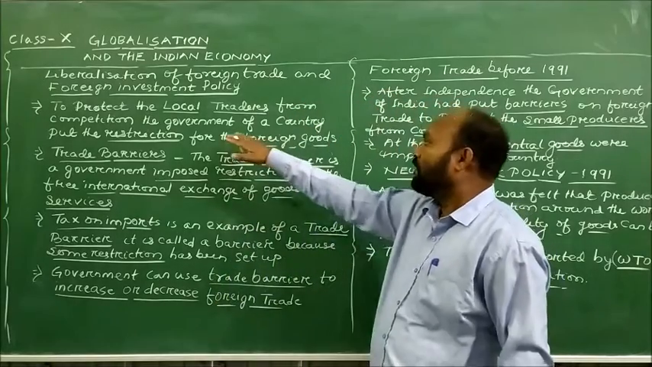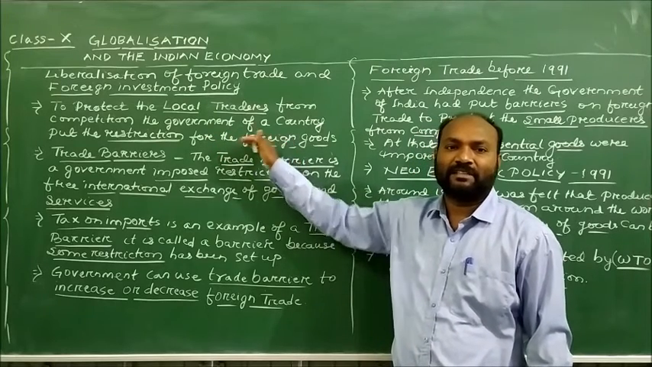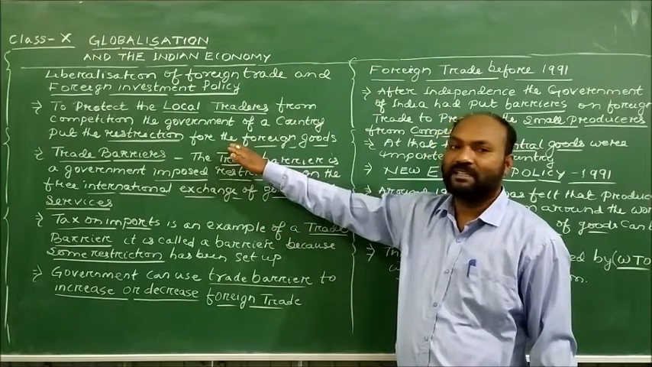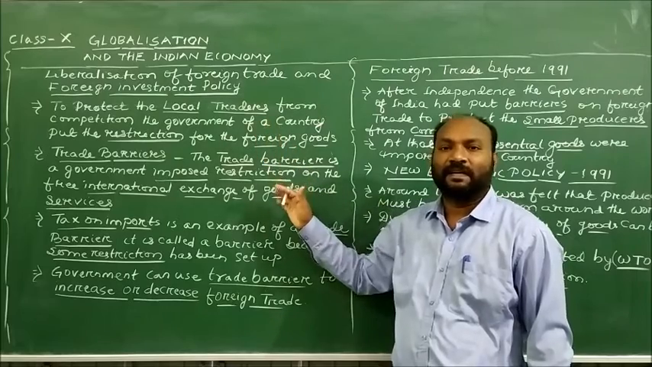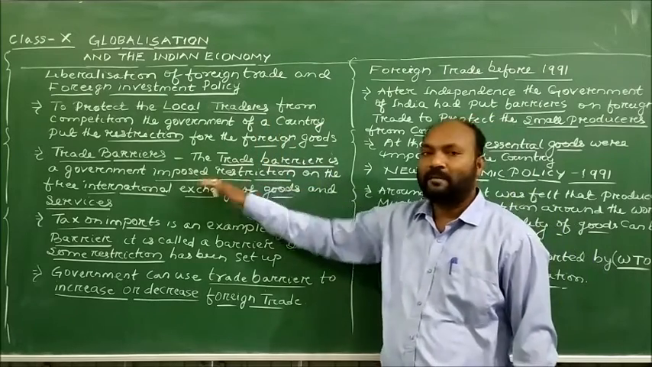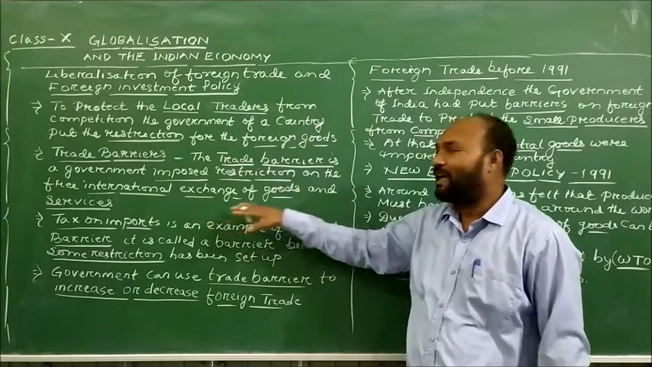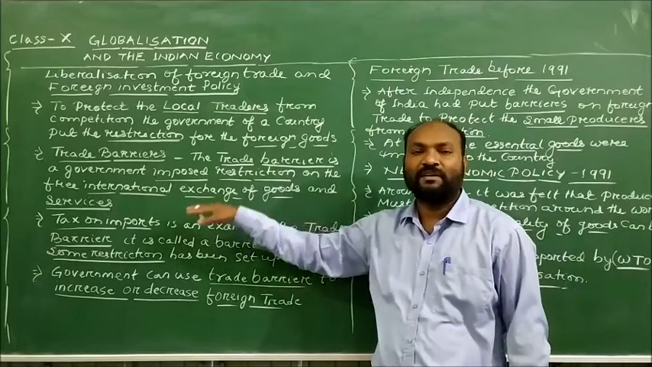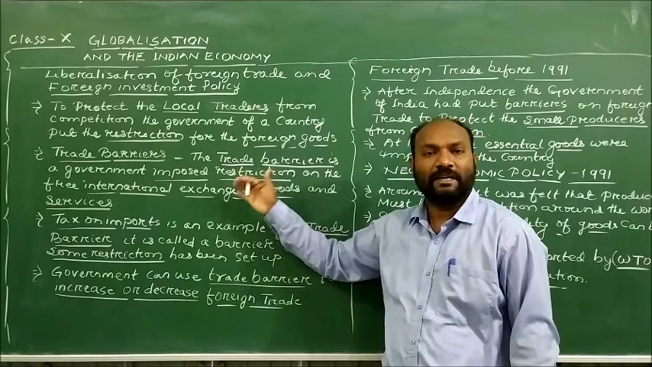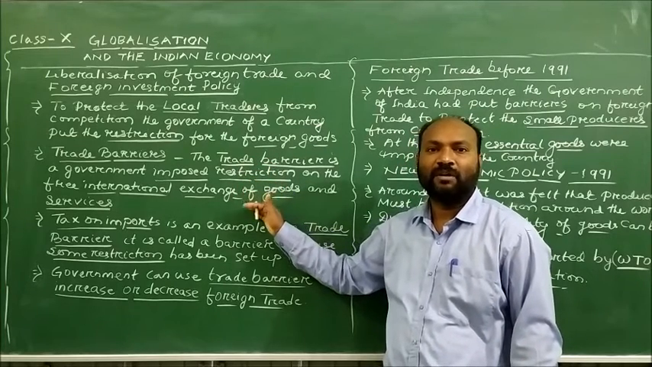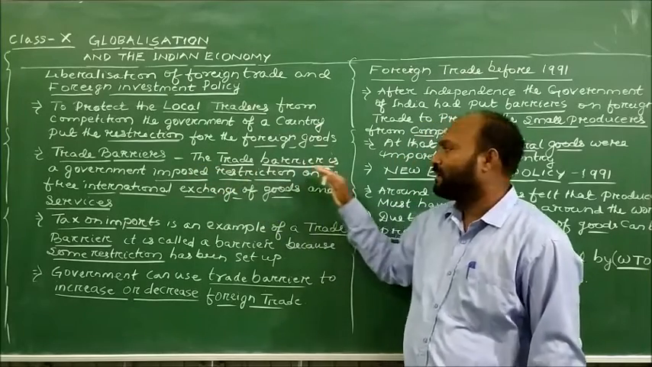Already we have discussed on the foreign trade policy that to protect the small producers, the government is setting restrictions. So dear students, what is called a trade barrier? A trade barrier is a government-imposed restriction on the free international exchange of goods as well as services. Why is the government putting the trade barrier? Already I have told you that it is to protect the small producers.